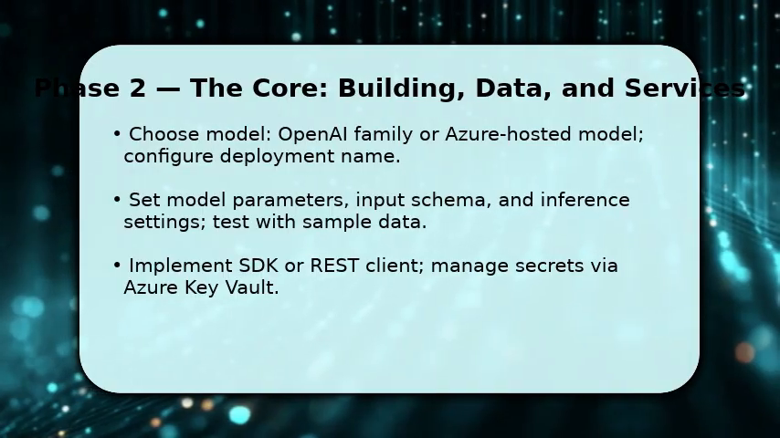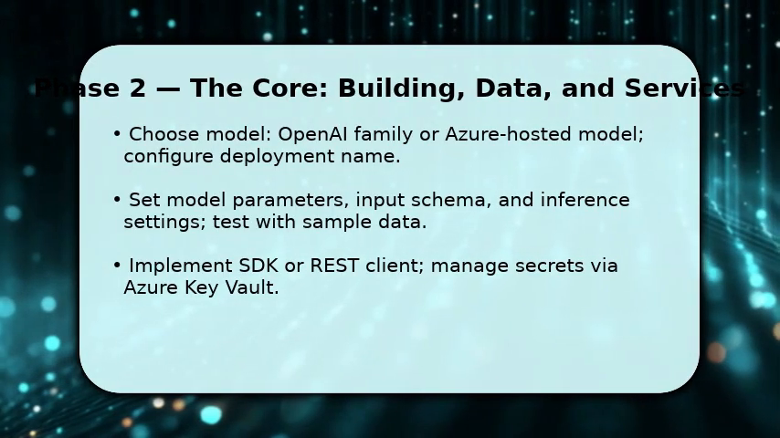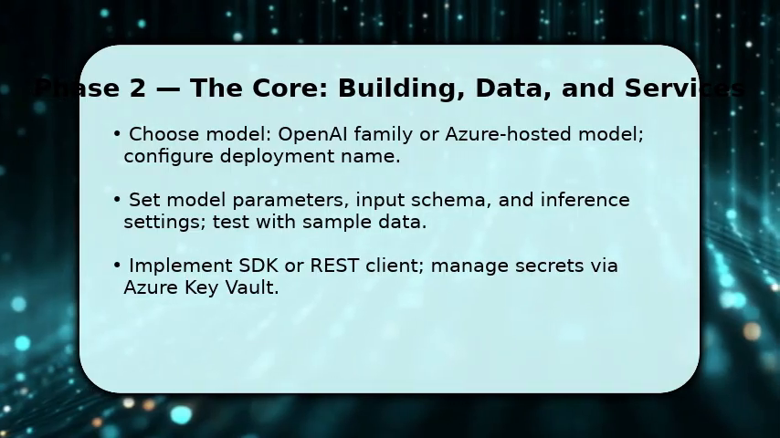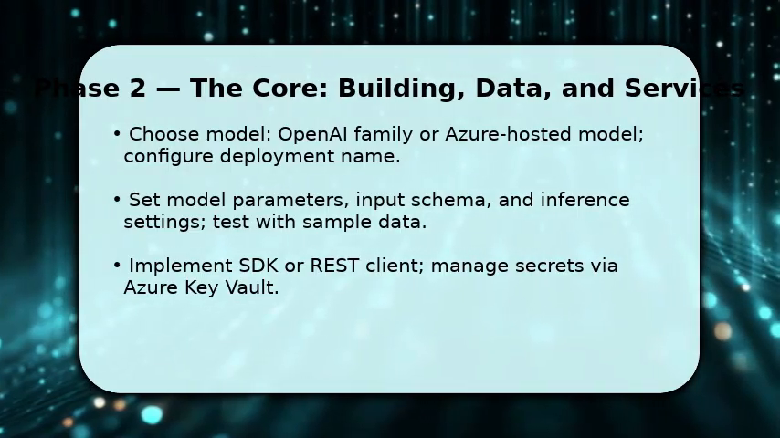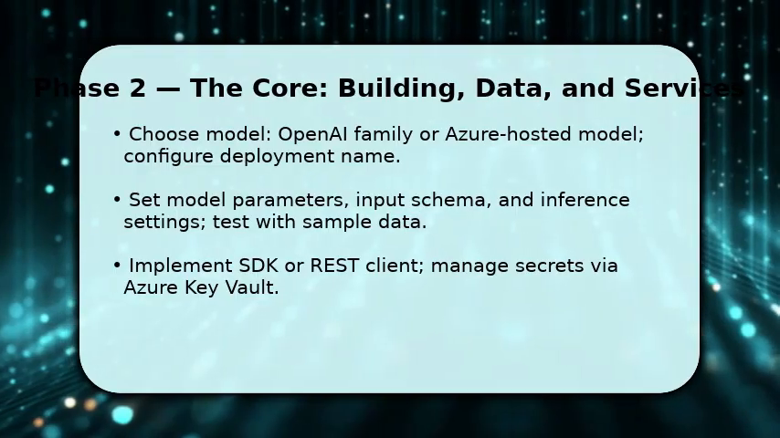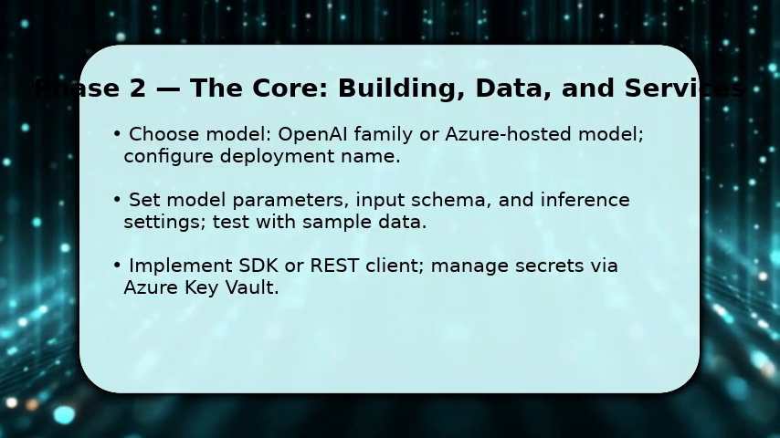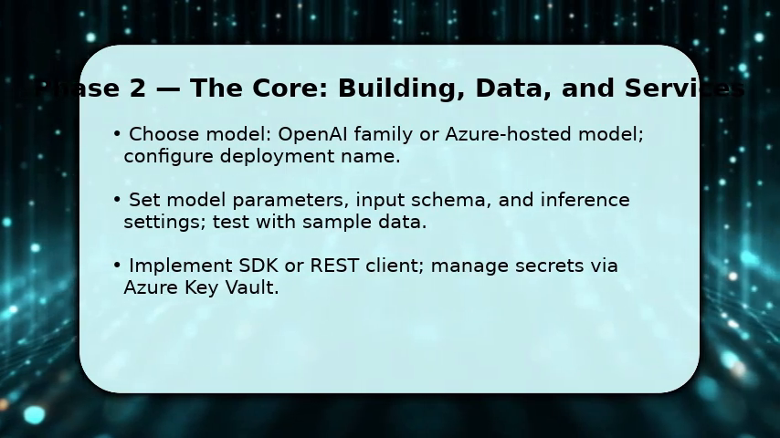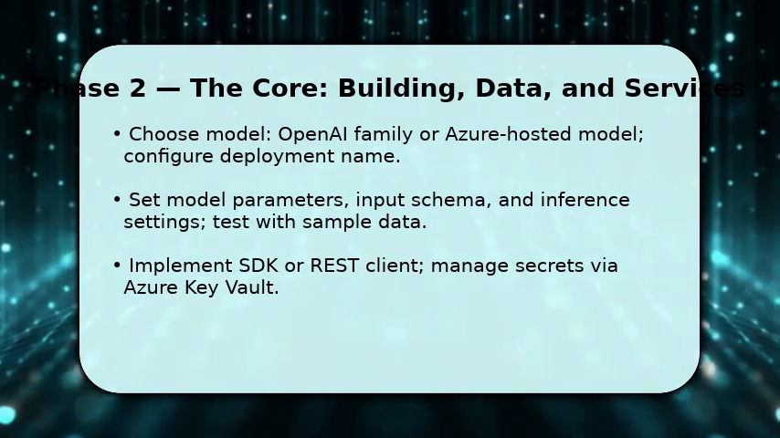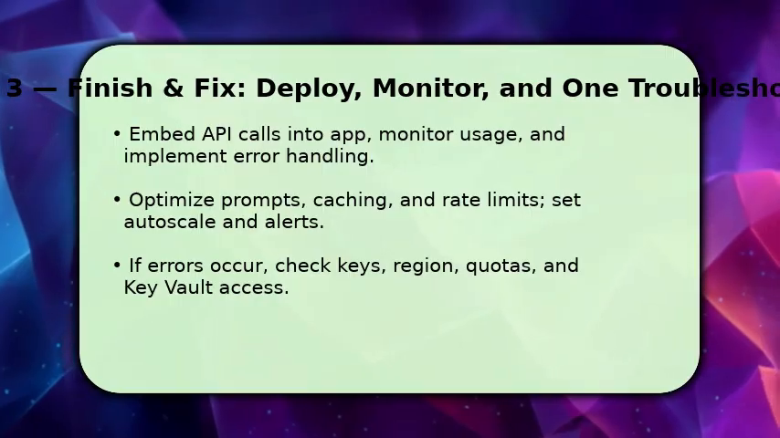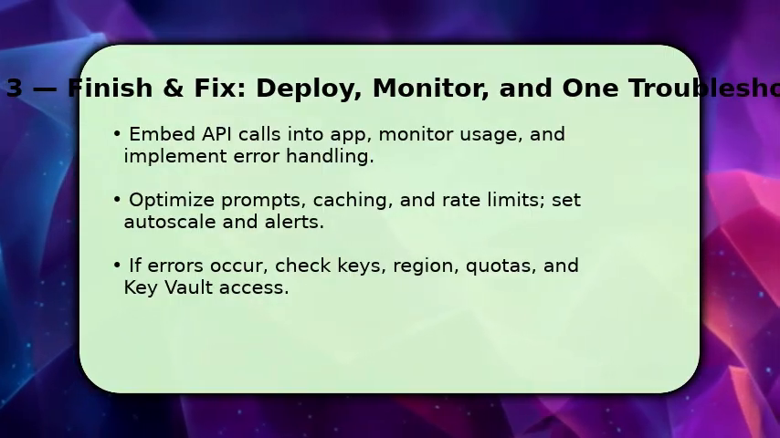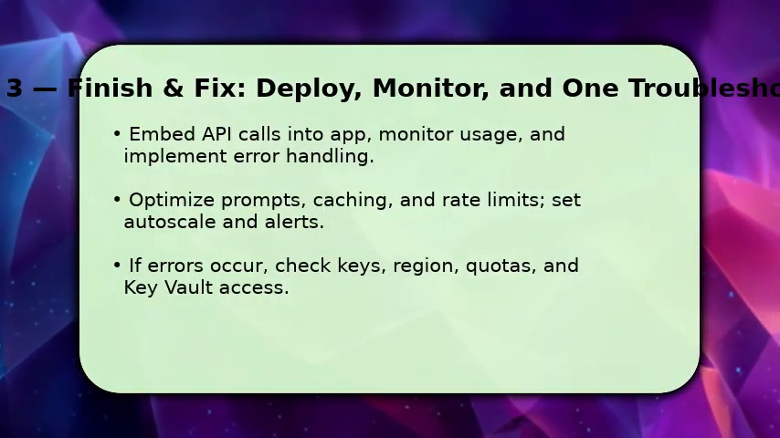Next, integrate using the Azure SDK or direct REST calls. Store API keys and connection strings in Azure Key Vault to reduce exposure. While testing, iterate on prompts and settings until latency and accuracy meet your acceptance criteria. Finish by integrating the API into your application code, adding retries and explicit error handling so users see graceful failures.